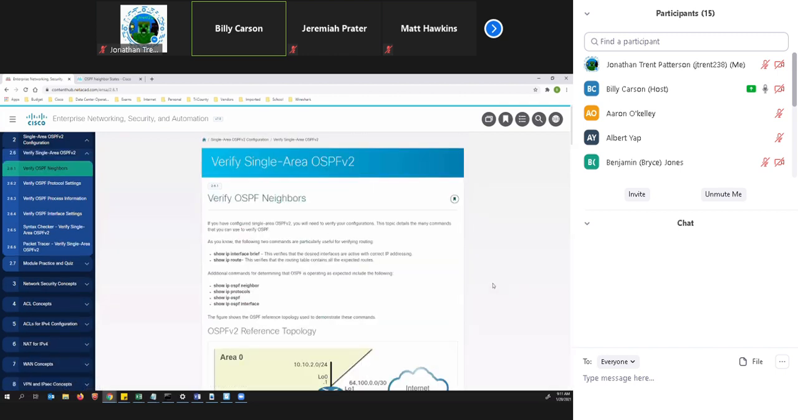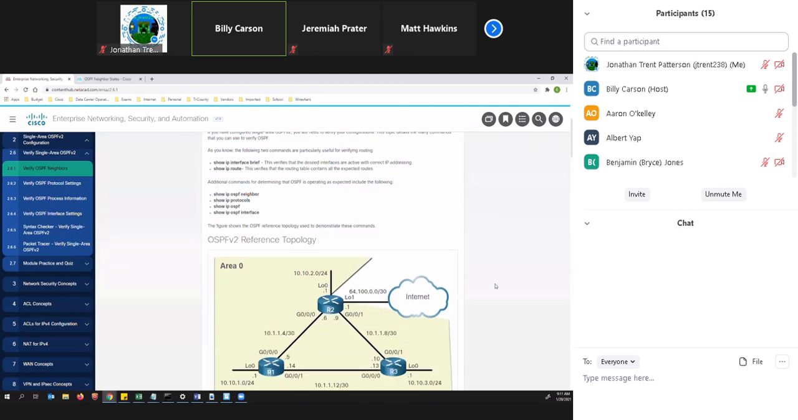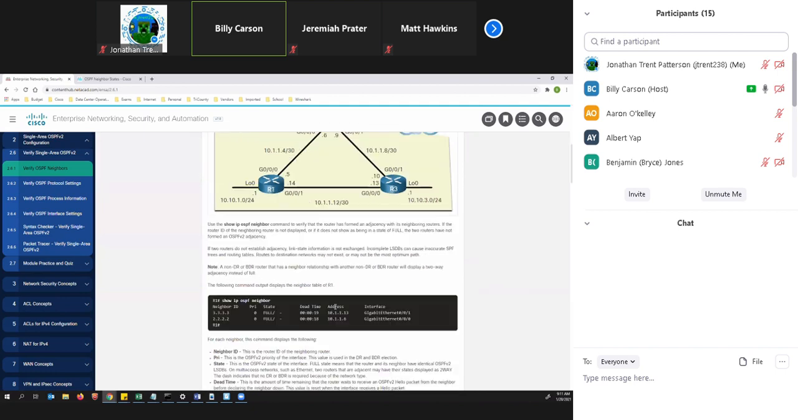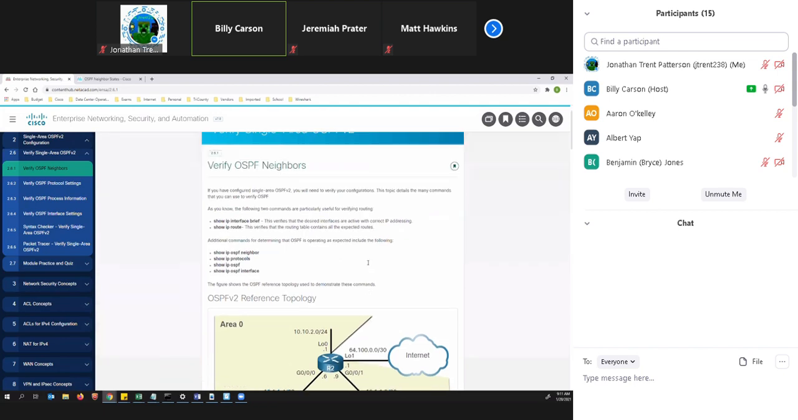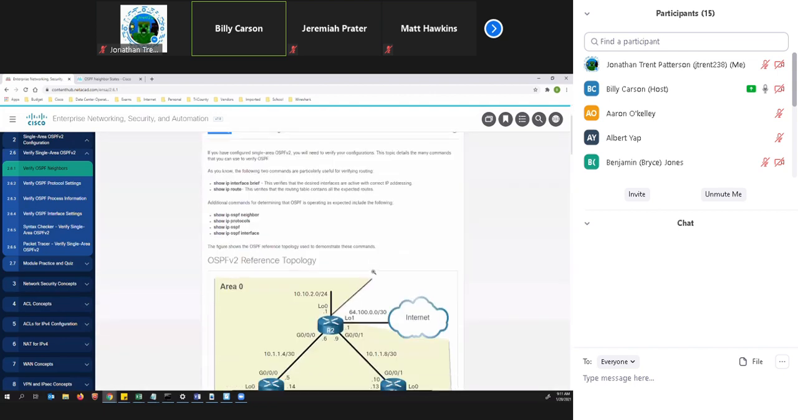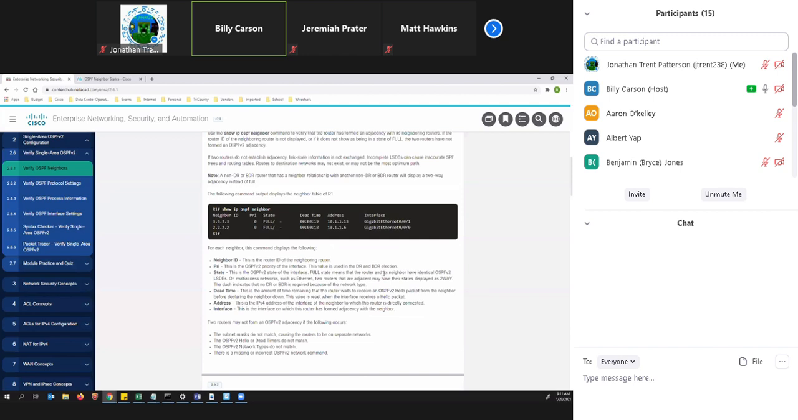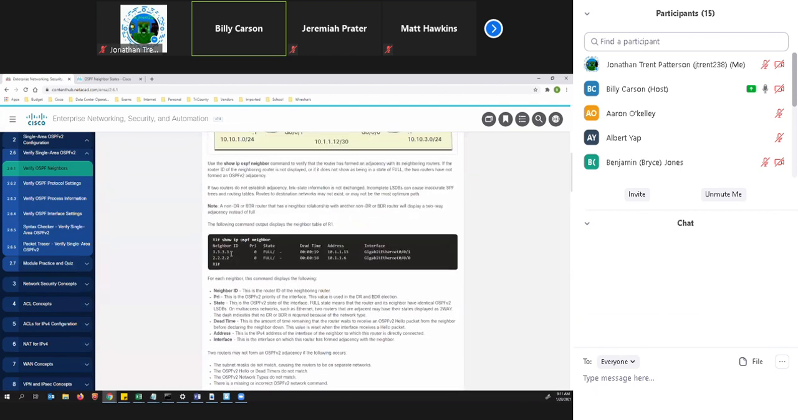And then verifying OSPF neighbors, seeing who's adjacent to you, that kind of stuff going on. Show IP OSPF neighbor, there's the command. Anytime, again, I hate to go back, anytime you're doing verify or anything like that, you're doing a show command here. So you can see your neighbor, your router ID, what state it's in, full, your dead timer here, how much time is remaining, your address, and the interface it's going out on.